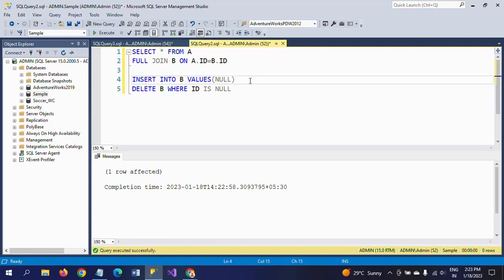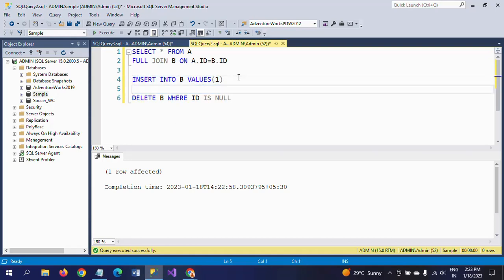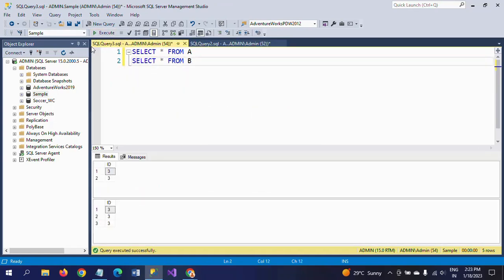Now I am inserting one more value, 1, in the B table and 1 in the A table. Sorry, 1 in both tables. So if you check, one more matching record has appeared.